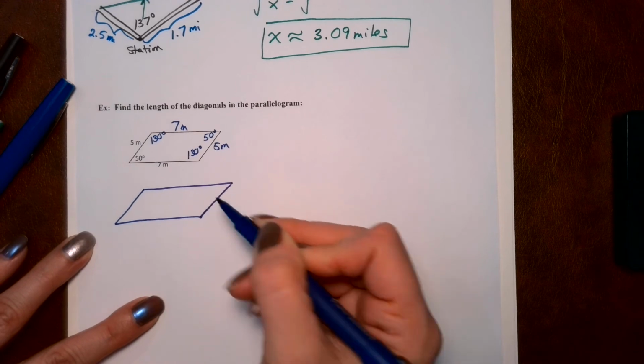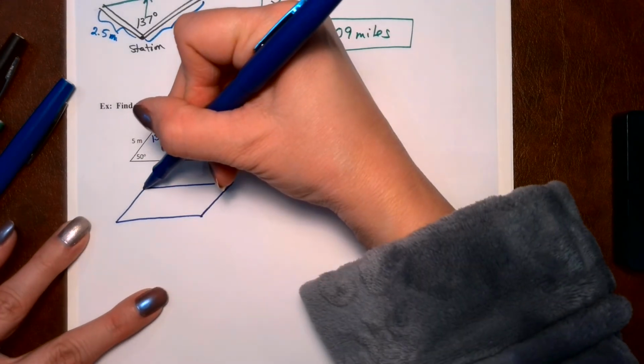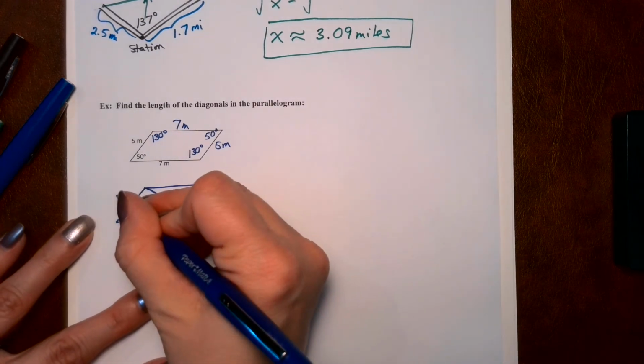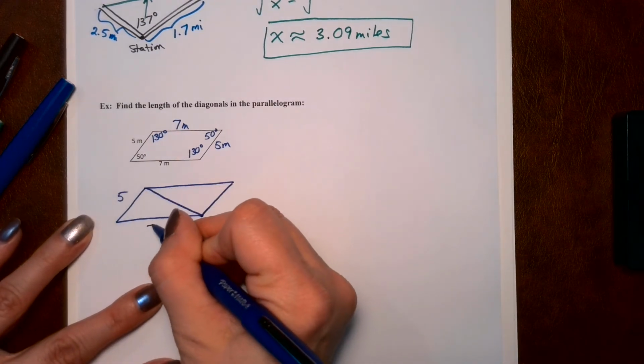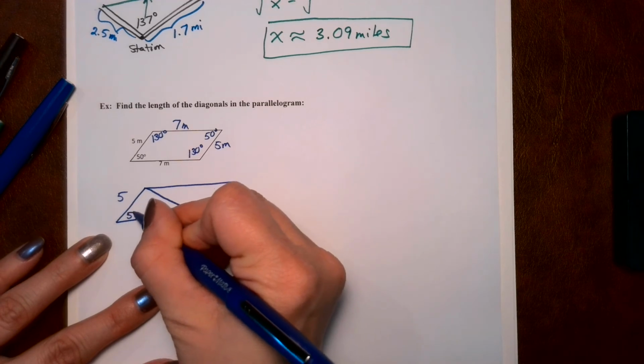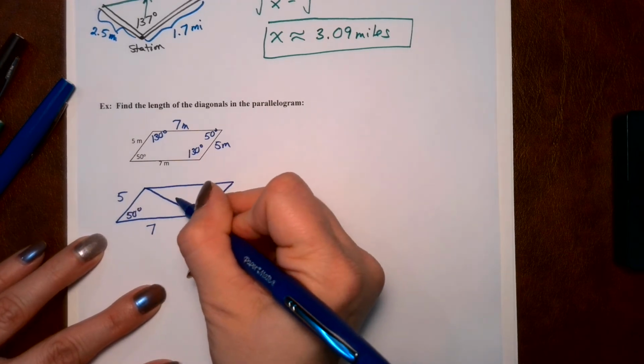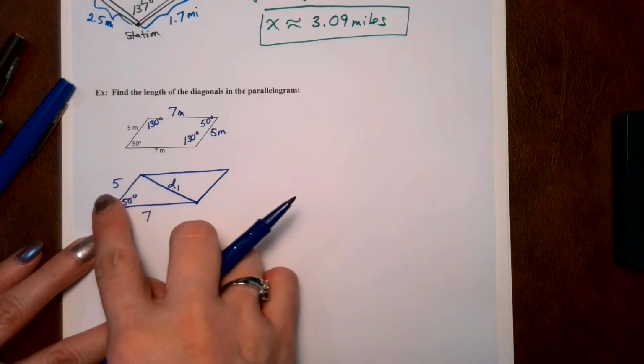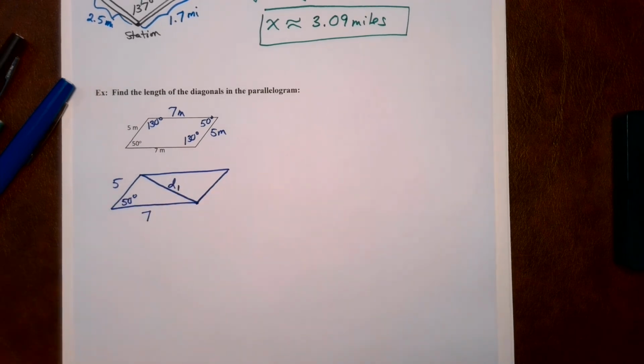And let's draw in this diagonal right here. So that's the short diagonal. We've got 5, 7, we've got 50 degrees, and they want us to find diagonal 1. I think that's going to be nice with some law of cosines.